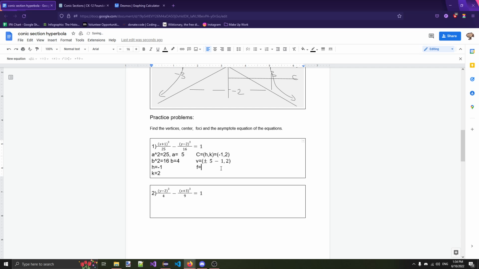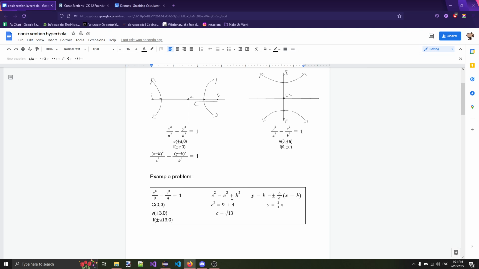And our foci. What are our foci, you may ask? Well, that's what we need to calculate. I don't know why I said it like that, as if you didn't know how to calculate it. So, we're going to need this again. What is our foci? Remember how we did it earlier?